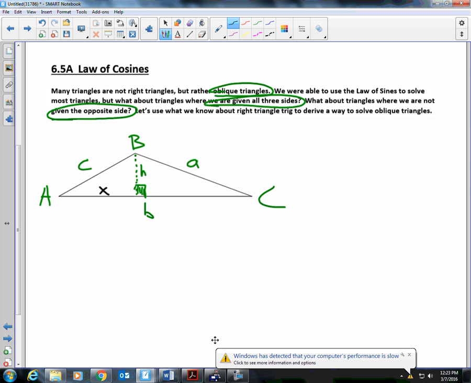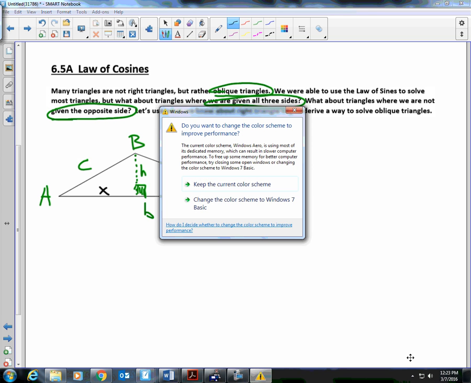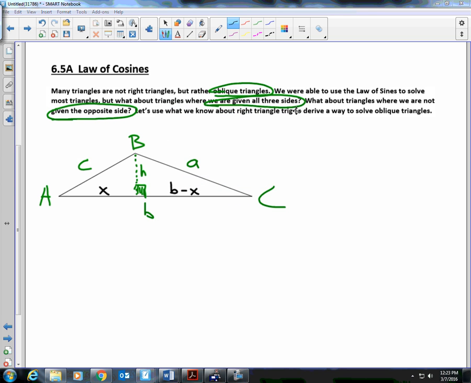Who could come up with the length of the other side? B minus X. So I have X and I have B minus X. If you add those two lengths together, what do you come up with? You come up with B. And so that's why these lengths work. Okay, simply use a substitution.